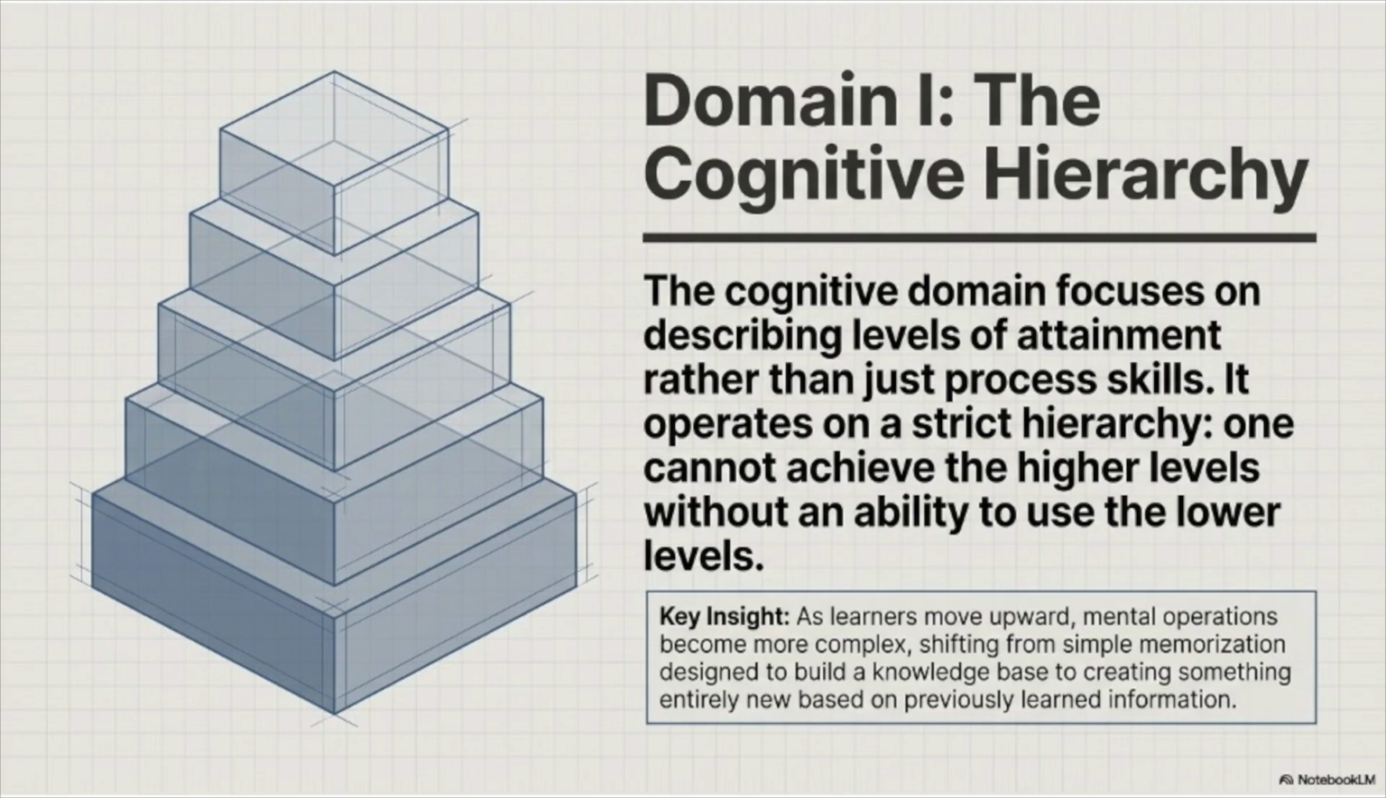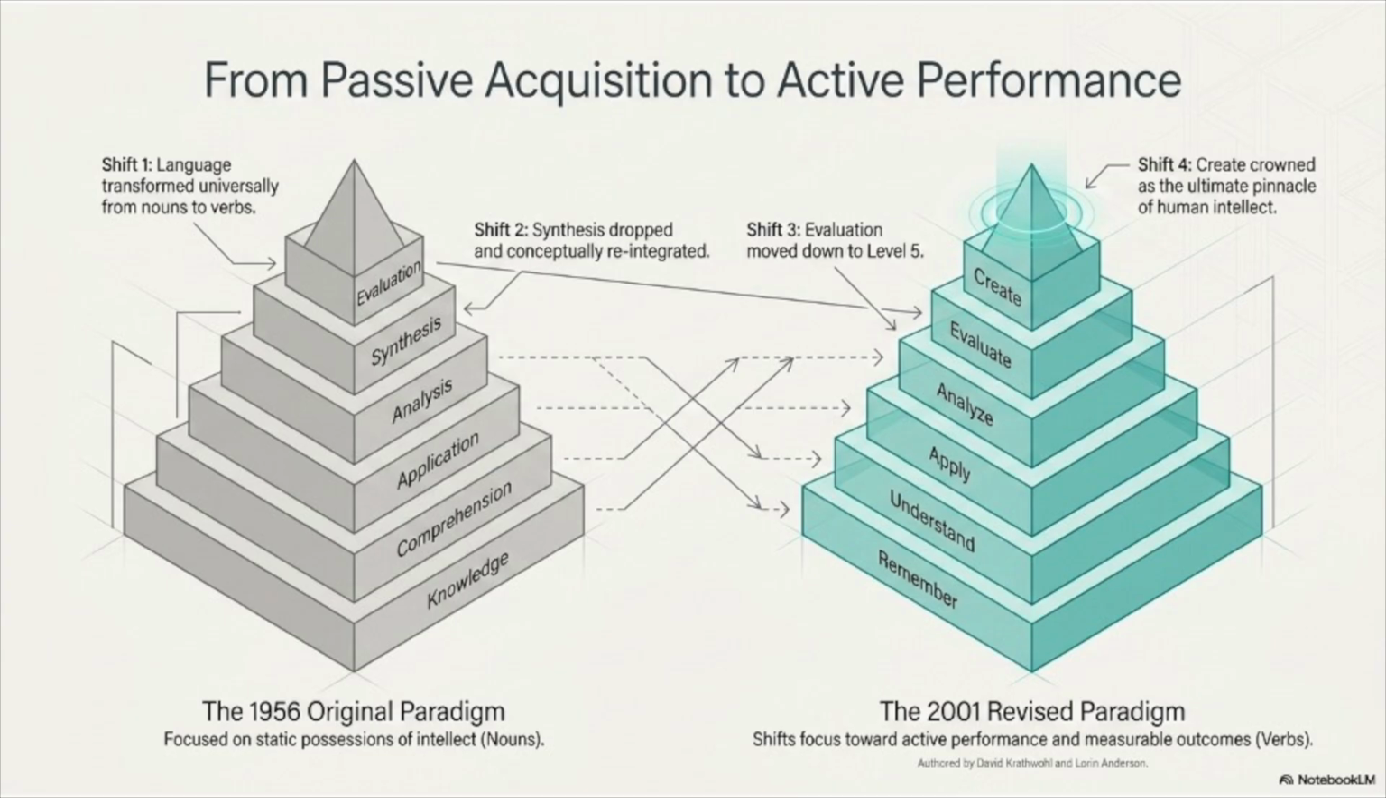The cognitive domain follows a hierarchy of increasing complexity. Learning begins with remembering facts, progresses to understanding concepts, applying knowledge, analyzing information, evaluating evidence, and finally creating new ideas or solutions. Each higher level builds upon mastery of the previous level.